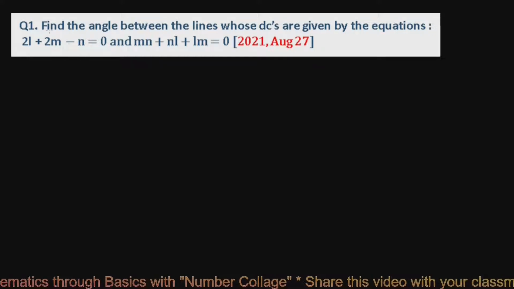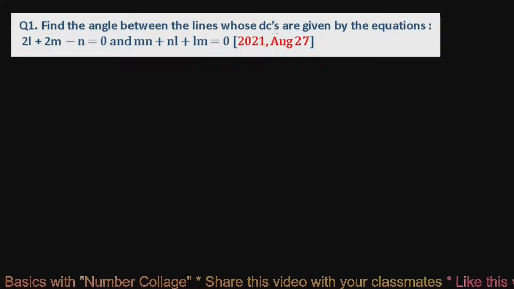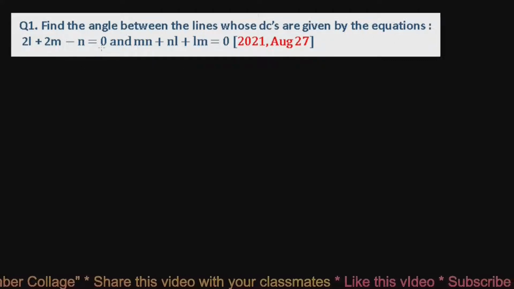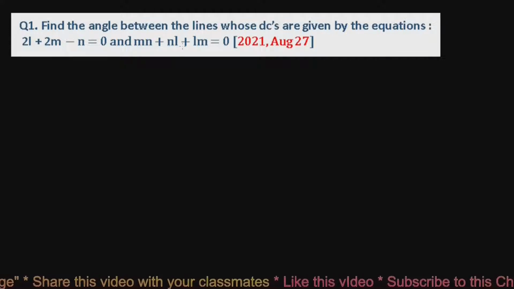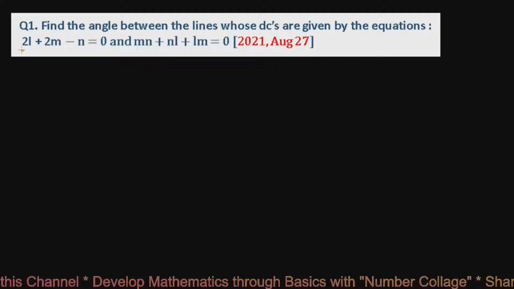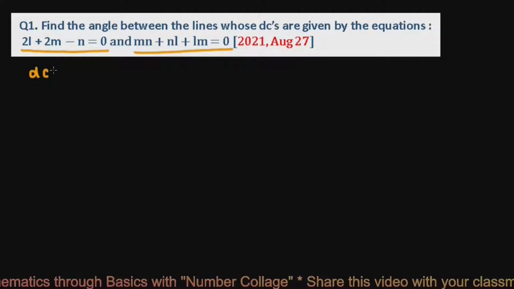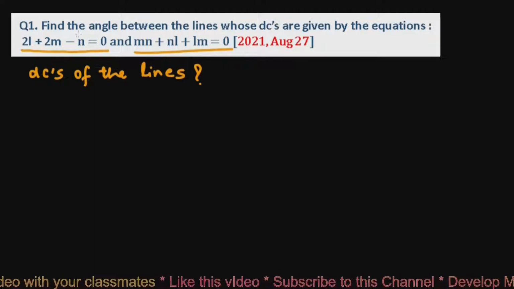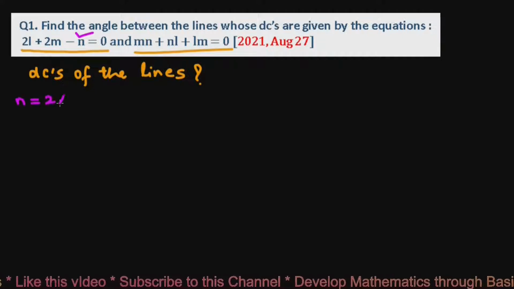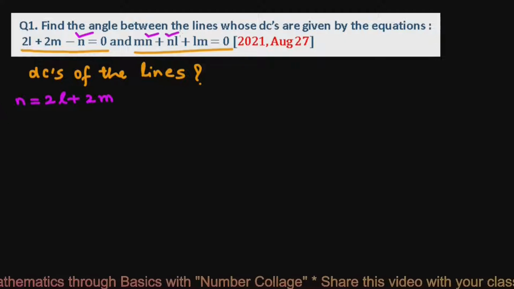In the first question, we have to find the angle between the lines whose direction cosines are given by the equations 2l + 2m - n = 0 and mn + nl + lm = 0. So for that, we have to solve these two equations simultaneously and find the direction cosines of the lines. From the first equation, we will write the value of n, which will be 2l + 2m, and we will substitute it for n in the second equation.